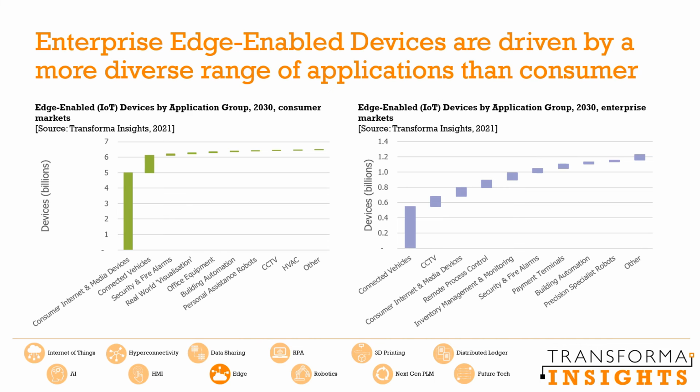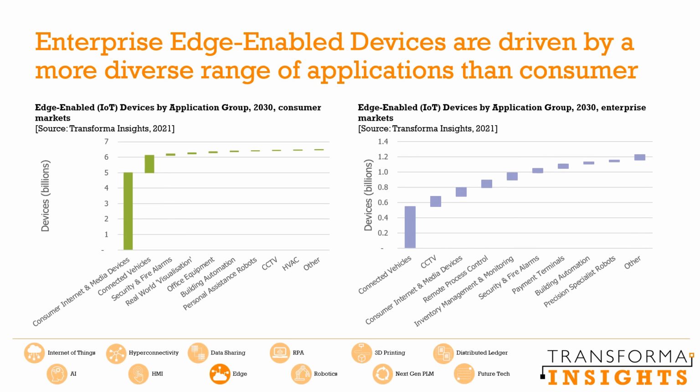Consumer internet media devices, that's set-top boxes and stereo equipment and smart speakers and televisions and so on, make up the vast majority of edge-enabled devices. Connected vehicles are another significant chunk, but after that it's quite a long tail of things like security and fire alarms and real-world visualization, that's AR and VR glasses, and some office equipment like printers and so on in a domestic environment, and building automation.